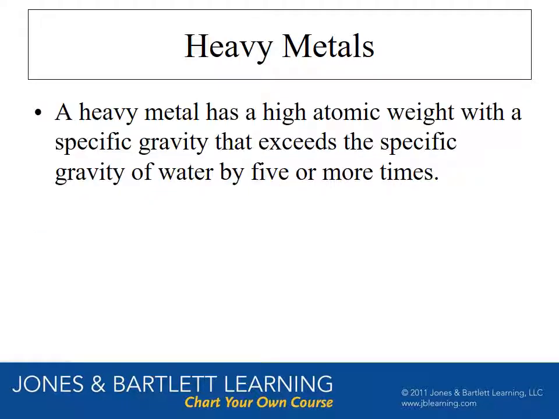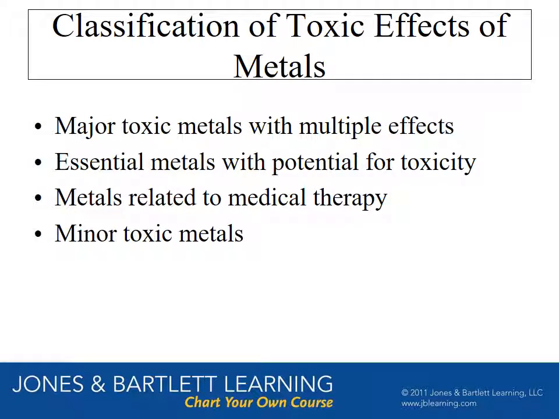Heavy metals have a high atomic weight, and their specific gravity exceeds that of water by 5 times or more. So literally, they're heavy, but it also means they can wreak havoc in the body. Some of the toxic effects of metals include metals that cause multiple effects, some metals that are essential for the body to function but have the potential to be toxic. Metals can be used for medical therapy, and then there are some minor toxic metals that we aren't going to spend a lot of time discussing.